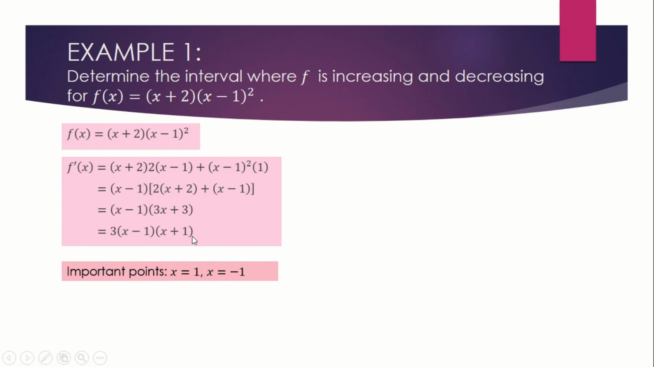So if we make f prime x equal to 0, 3(x - 1)(x + 1) equal to 0, therefore we get x equal to 1 and x equal to negative 1. So that is how we get the points x equal to 1 and x equal to negative 1. Next, we build the sign analysis table for f prime x.